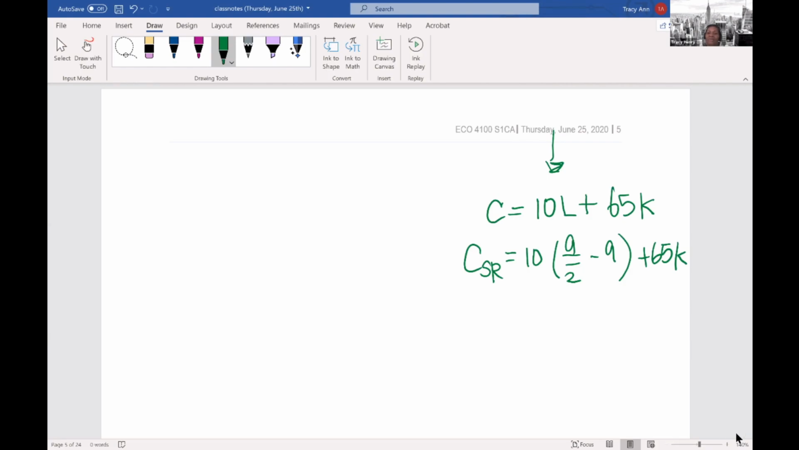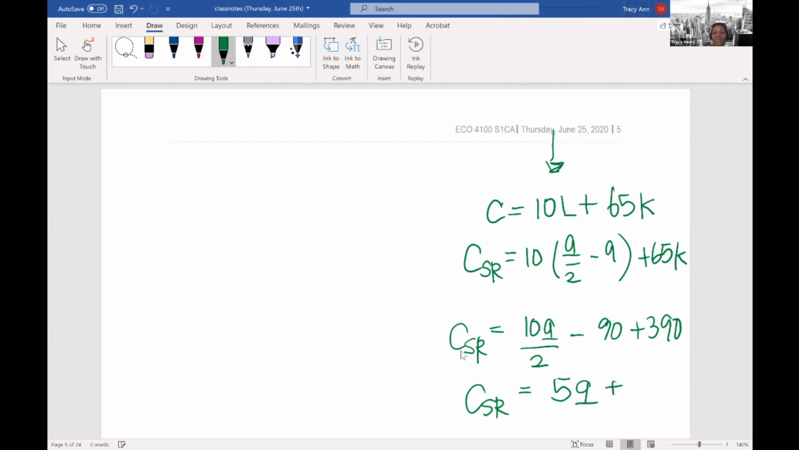We know that K is equal to 6. So 65 times 6 is equal to 390. So I have CSR is equal to 10Q divided by 2 minus 90 plus 390. I have my CSR is equal to 5Q plus 300.